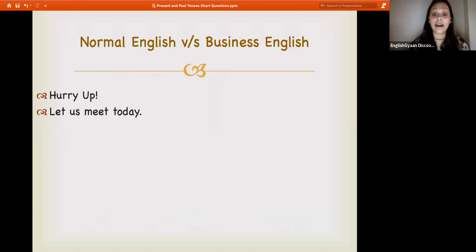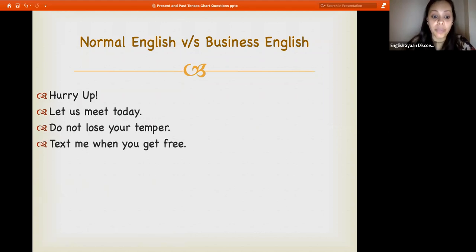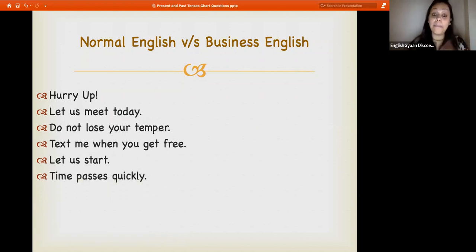Then we say let us meet today. Correct? ये भी हम use करते हैं. Let us meet today. Do not lose your temper. Means गुस्सा मत हो. Text me when you get free. मतलब मुझे message करो when you get free. Let us start. चलो हम शुरू करते हैं. Correct? These are some things. Time passes quickly. Time जल्दी से pass हो जाता है.